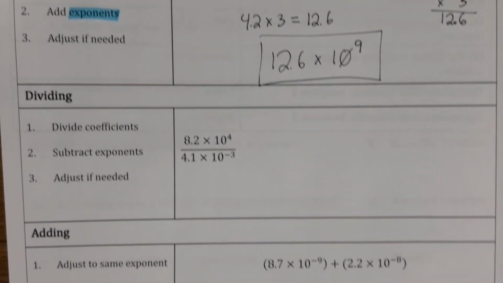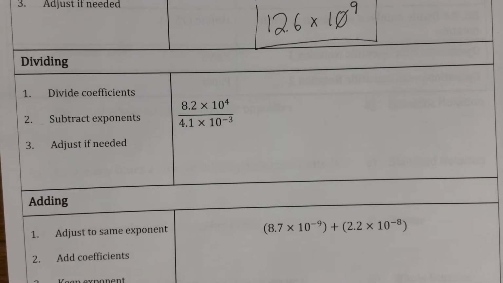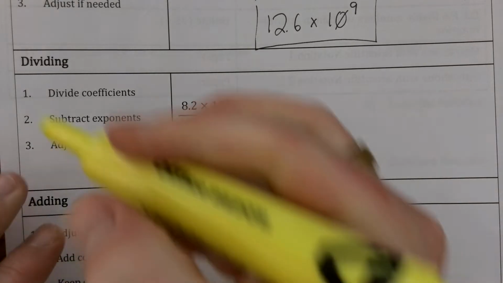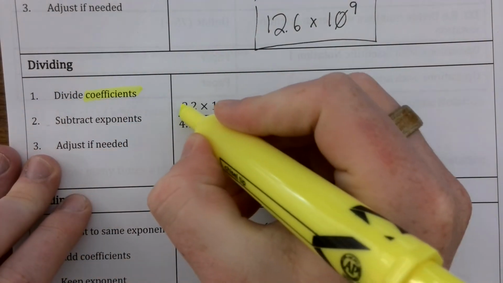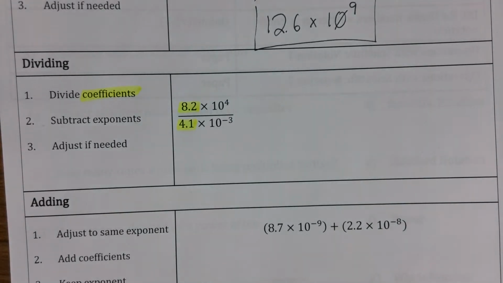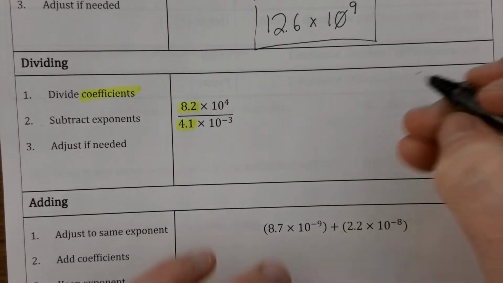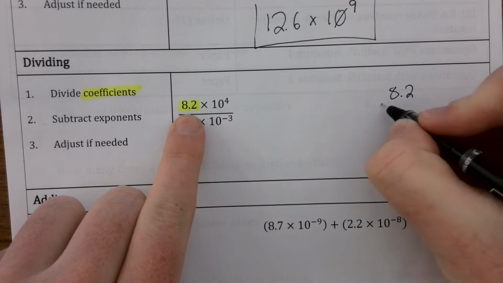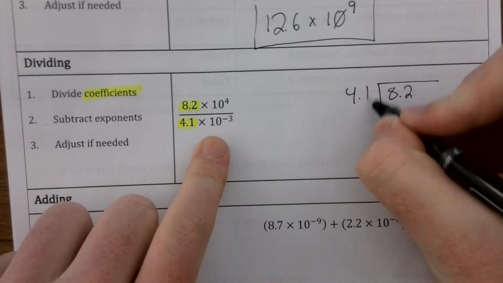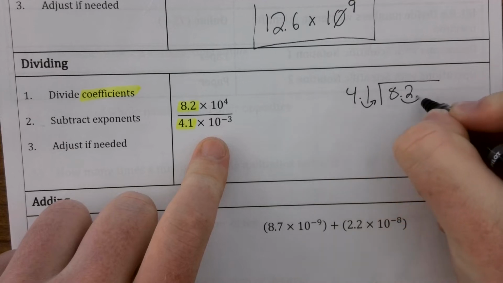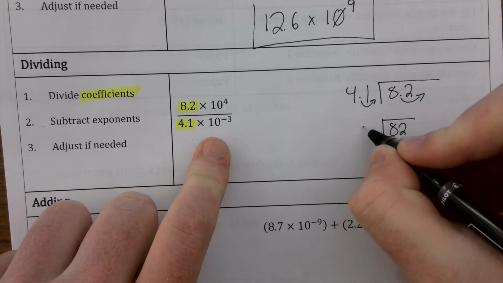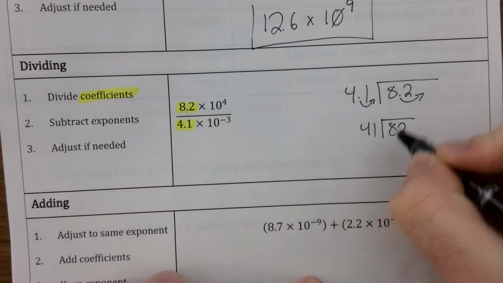All right, let's look at dividing. When dividing, step 1 is to divide our coefficients. Here's our coefficients, 8.2 and 4.1. Now, we could do this the old-fashioned way. Top number goes inside our long division house, 8.2 divided by 4.1. We're going to move our decimal over, so we have, and I could rewrite this, 82 and 41.